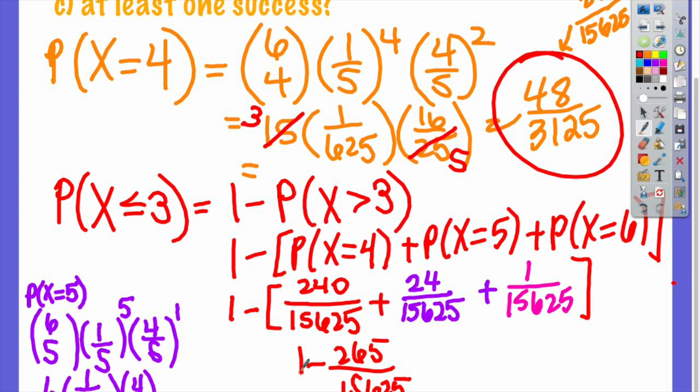So then you do 1 minus that. So basically, what's 15,625 minus 265? 15,360. Divided by 5. Yeah, 30 over 3125. How'd you guys get that?